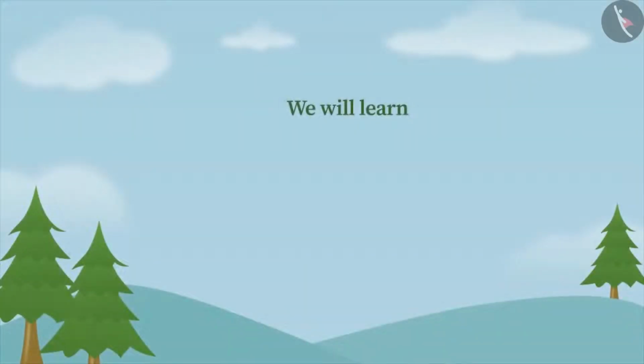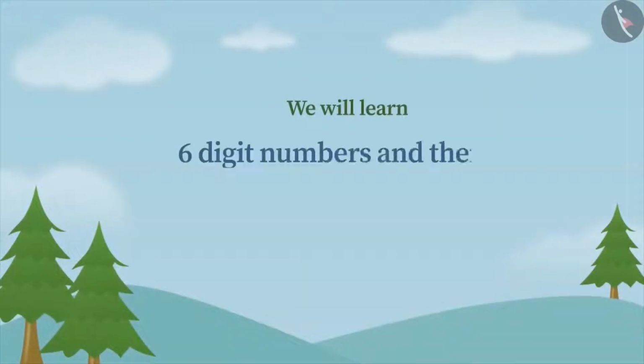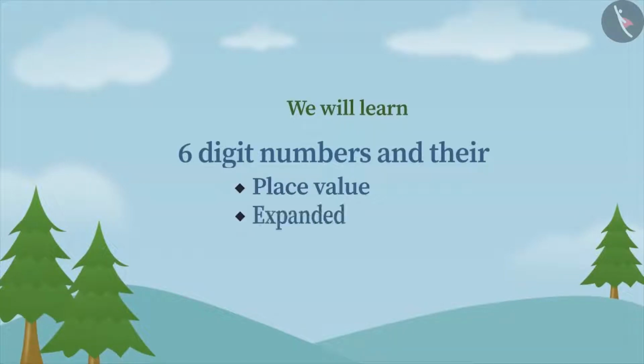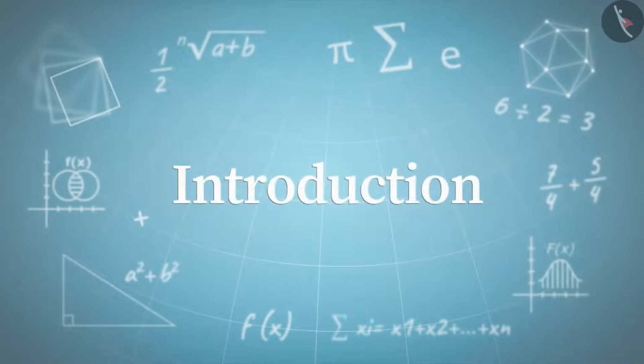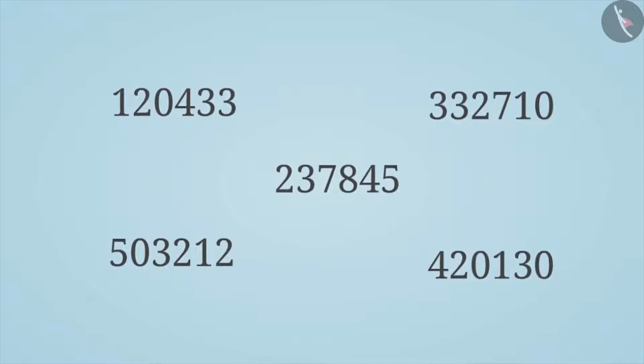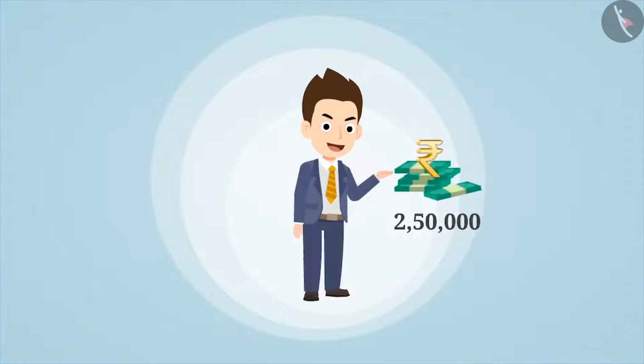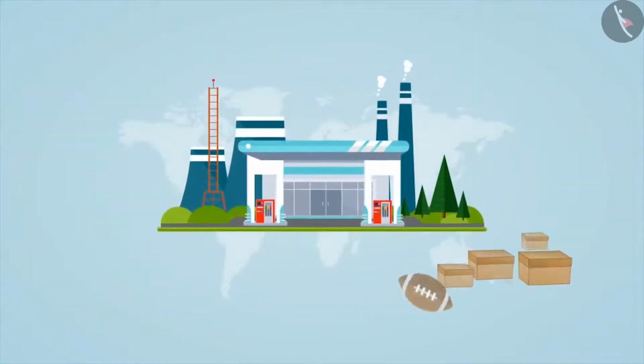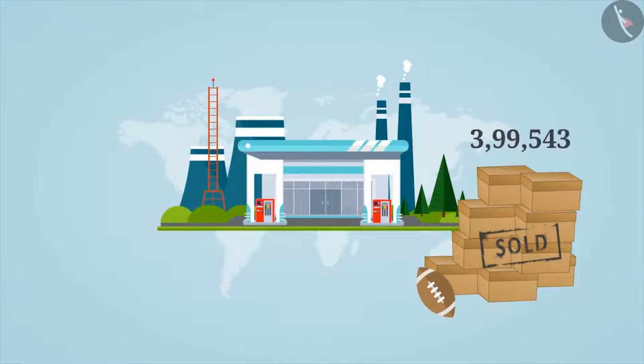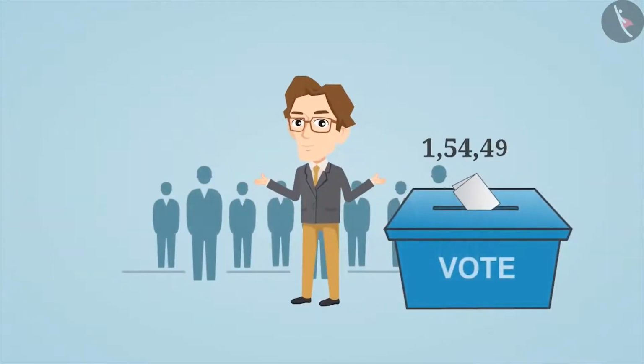In this video, we will learn numbers up to 6 digits, their place value and expanded form. Six-digit numbers can be useful in many places, such as representing the salary of a person, number of products sold by a company, number of votes received by a candidate in the elections, etc.